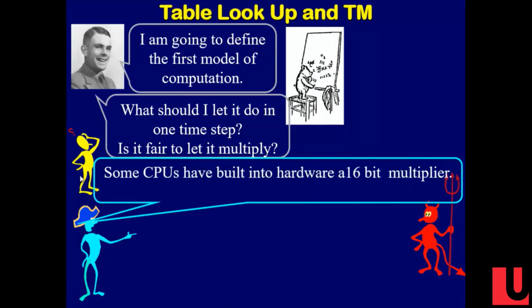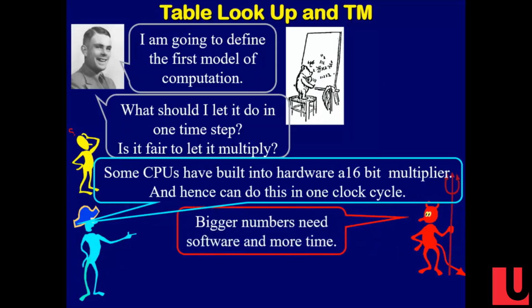Well, now these are people from the future saying, some CPUs have built-in hardware that can multiply 16-bit numbers in one time step. We feel it's fair, we're doing it. And so you can do it in one clock cycle. And then this guy says, yeah, but we can only do 16-bit numbers in your hardware. If you want to multiply bigger numbers, now you need software and more time steps.